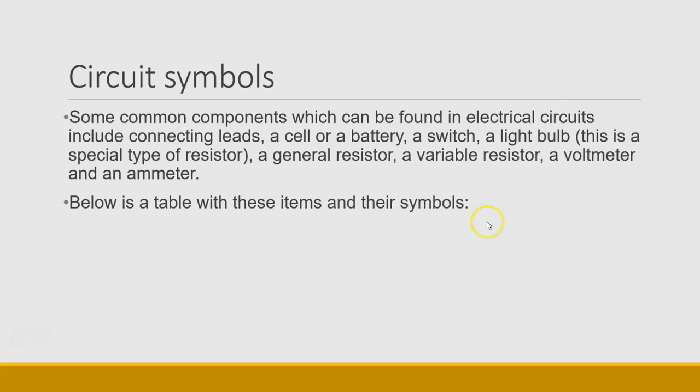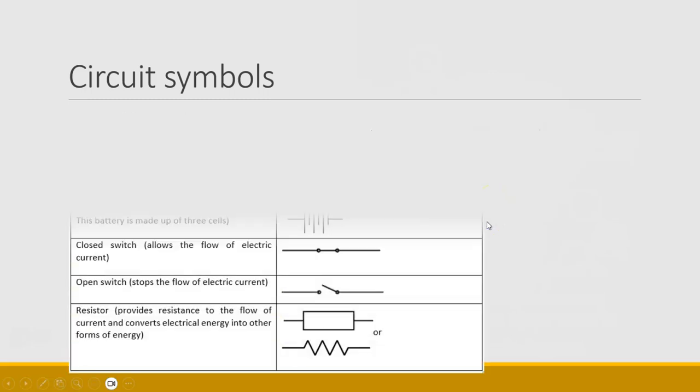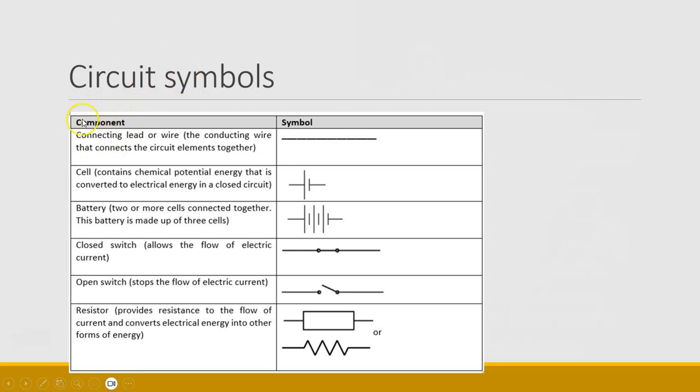Let's take a look at the circuit symbols in the table. The connecting lead or the connecting wire is just the conducting wire that connects all the circuit elements together. Current can only flow through the circuit if there is no break in the circuit. This conducting wire is often made of a good conducting material like aluminium or copper.